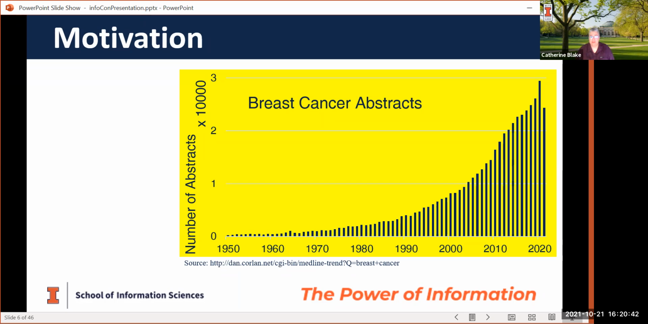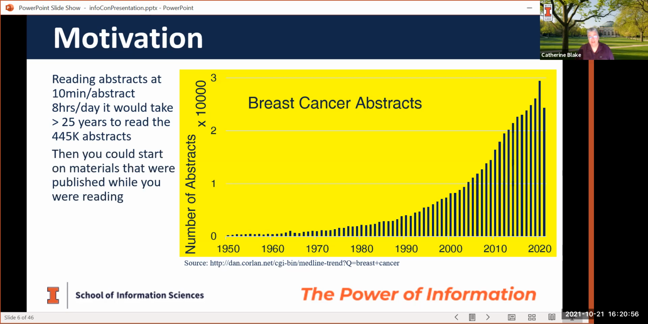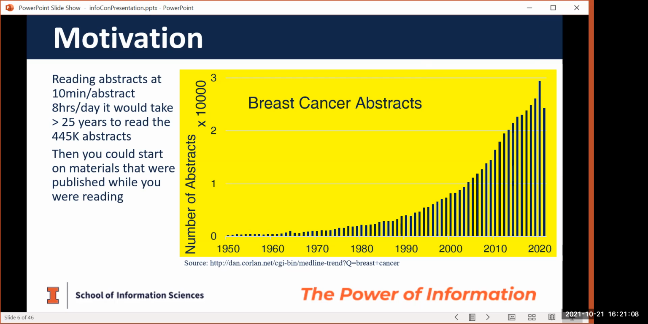And so even if you only took 10 minutes to read an abstract, and if you worked diligently every day for 8 hours a day, it would take you 25 years to read what's already in the literature. And by the way, then you would start reading all the stuff that's been added, that you can see on this slide. So clearly, reading these things one by one is not going to work.